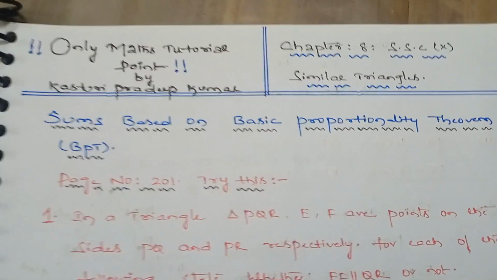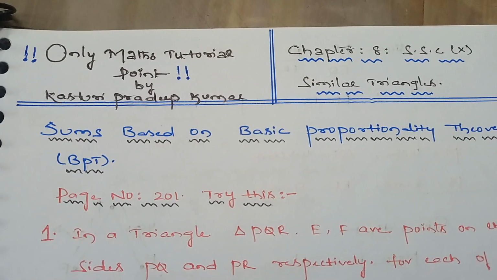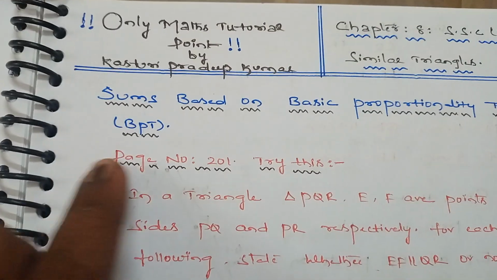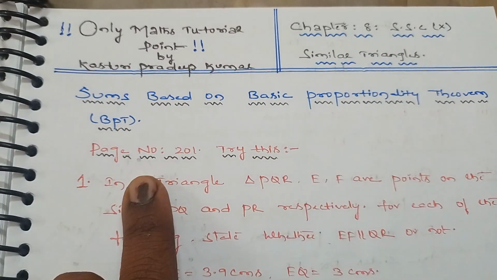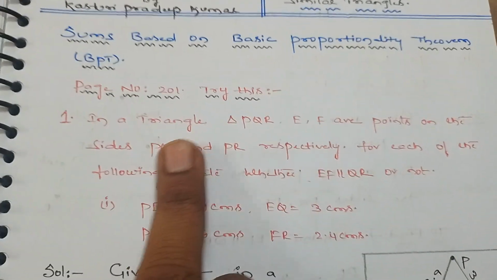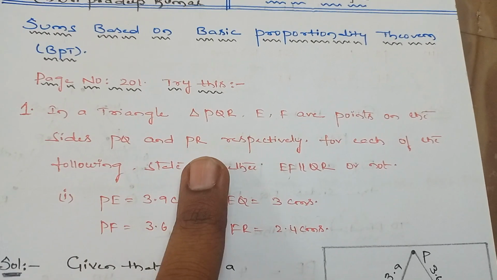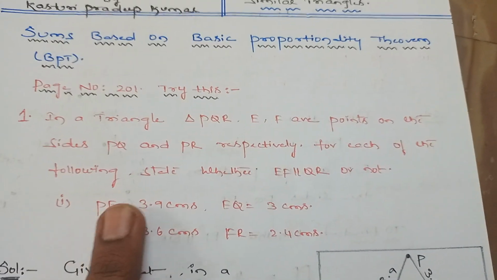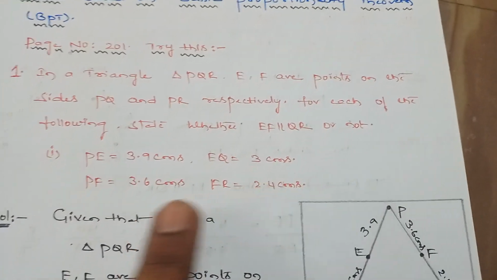Today we are going to discuss class 10th chapter 8, similar triangles. We will do sums based on the BPT, basic proportionality theorem. That is page number 201. Try this exercise. In a triangle PQR, E and F are points on the sides PQ and PR respectively. For each of the following, state whether EF is parallel to QR or not.